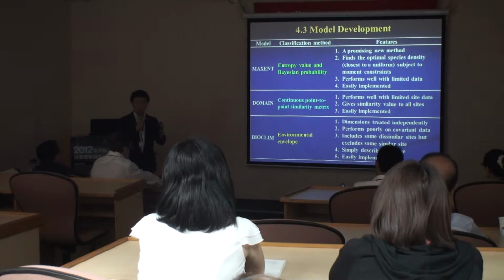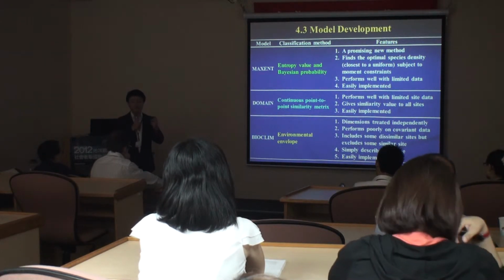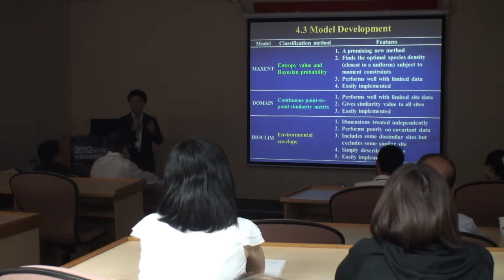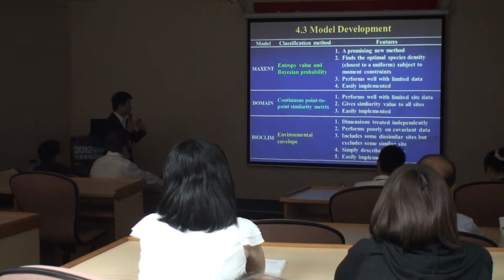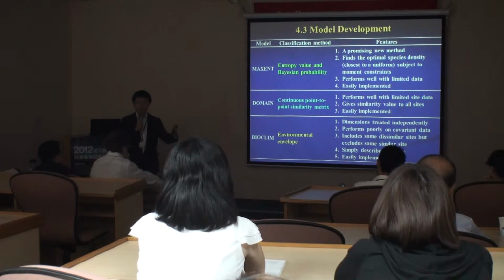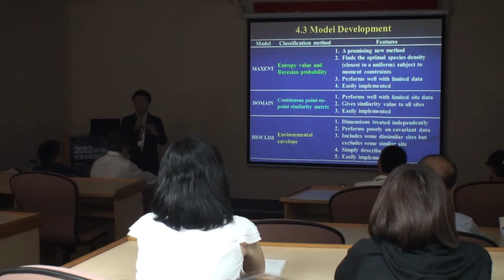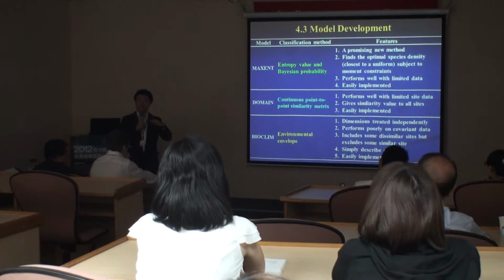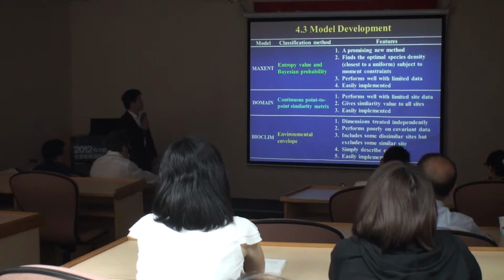So we can set the threshold and cut confidence level to fit the realized condition. So finally we can get a binary prediction map. And the third one, the bioclimate, is an environmental envelope. It just encloses all the possible sites. So it's a very easy and simple way to describe the species pattern.